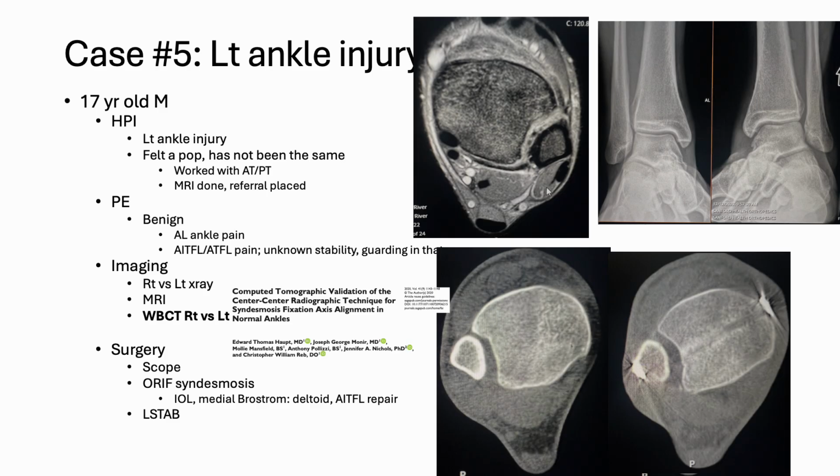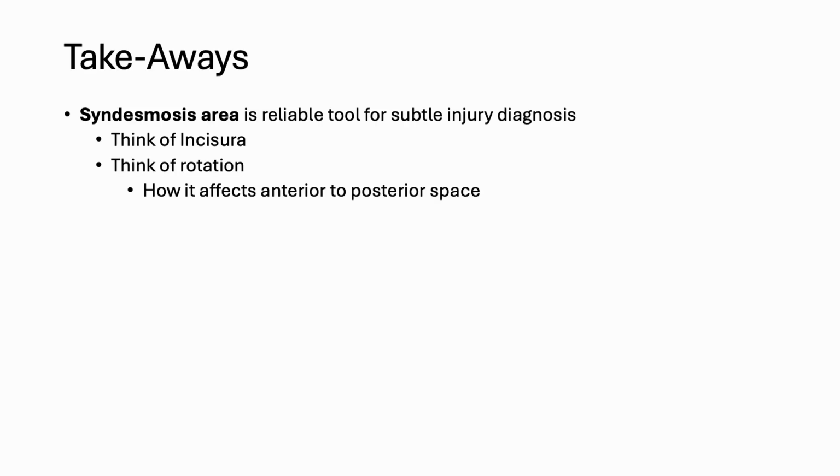And this paper really highlighted that. It's the center technique. We've done some research at my former institution as well, but this is showing what I believe it's supposed to look like. Takeaways from that: the syndesmotic area is the most reliable tool to diagnose this. Again, I think of the incisura, I think of rotation, I think how it affects that anterior and posterior space, and I think about that rotation of the distal fibula. I love fixing any positive stress, isolated fibular fractures, or if it's even questionable because of that fibular rotation.